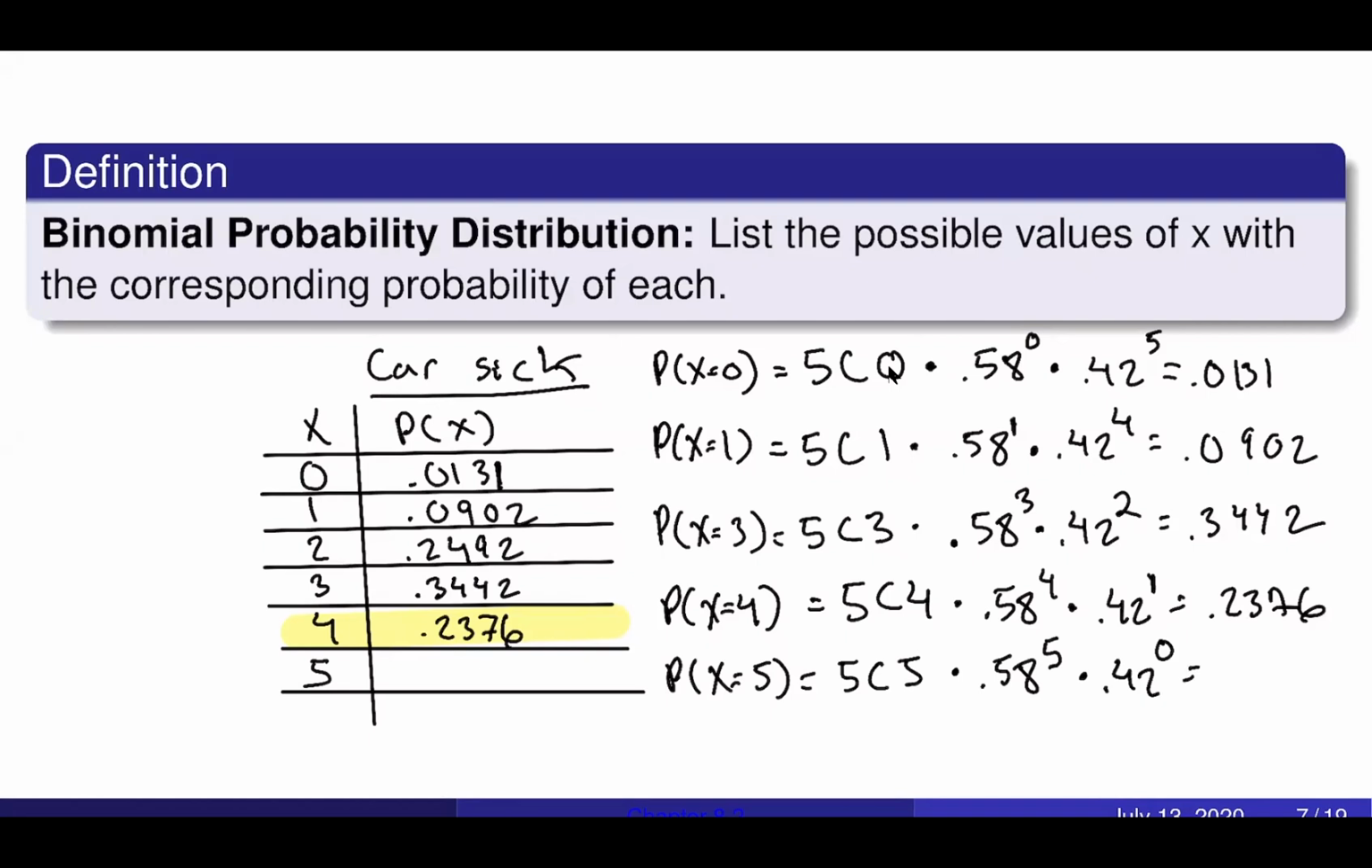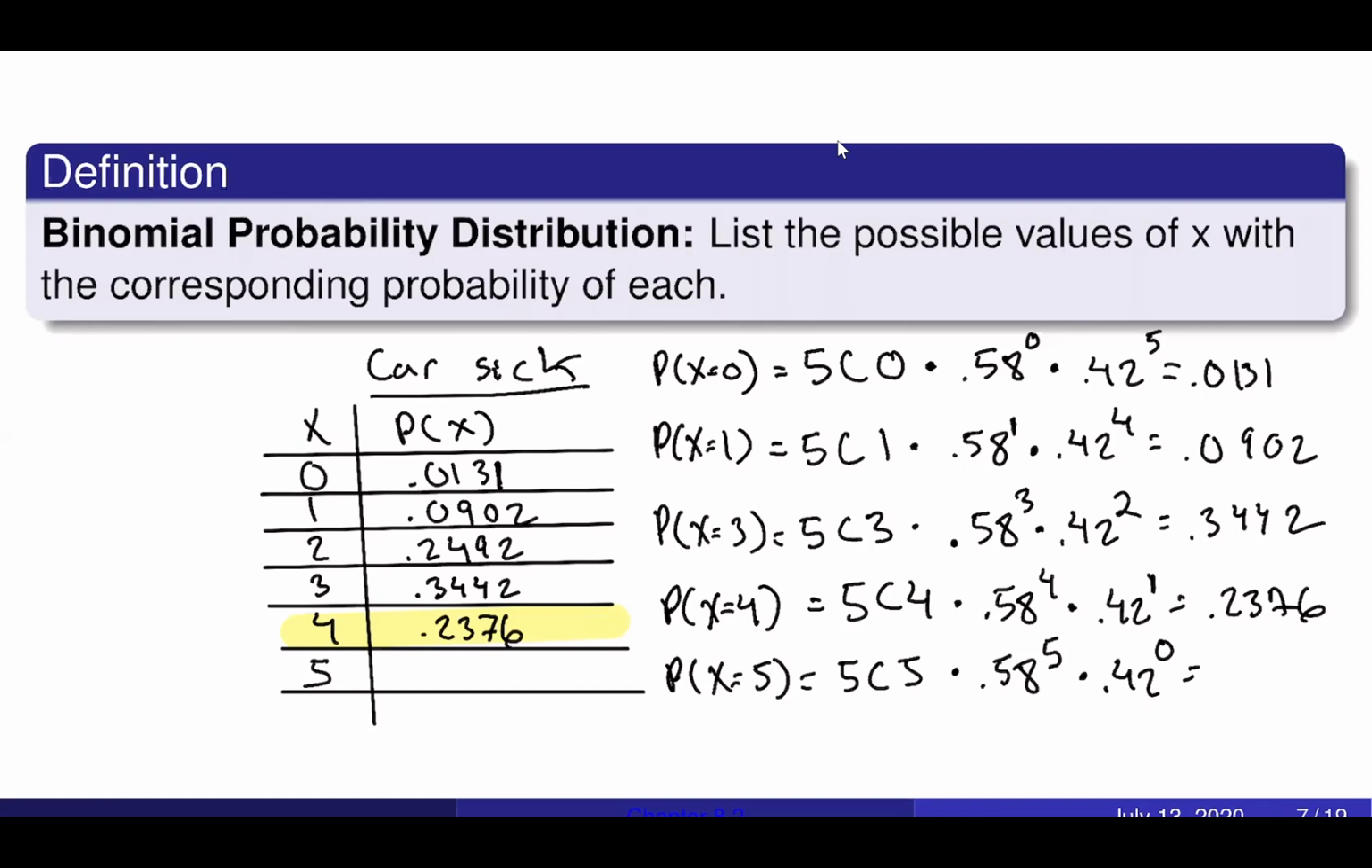For this one, we want all 5 of them to get car sick, so we're going to do 5C5. We have 5 children and we want all 5 of those children to get car sick. Then you do 0.58 to the 5th power because we want all 5 of them to get car sick. And for this one, we do 0.42 to the 0 power because we don't want any of them to not get car sick. All right, so then we go over here to Class Calc.